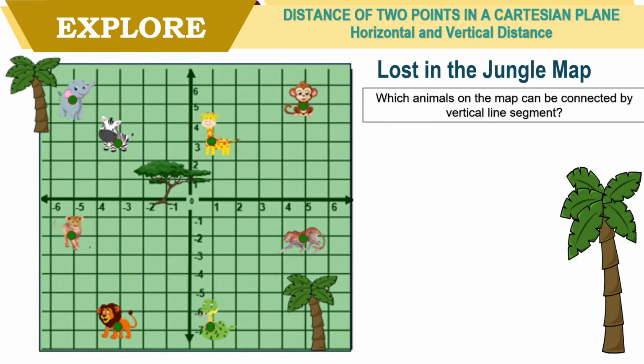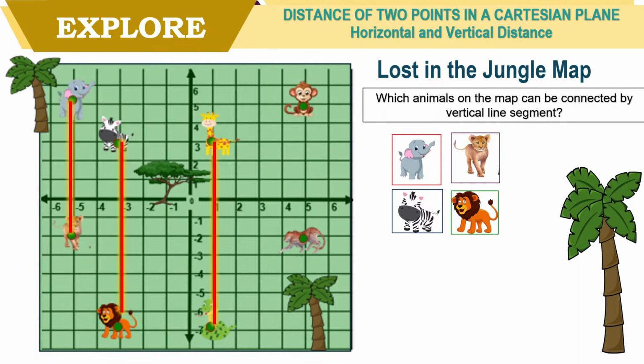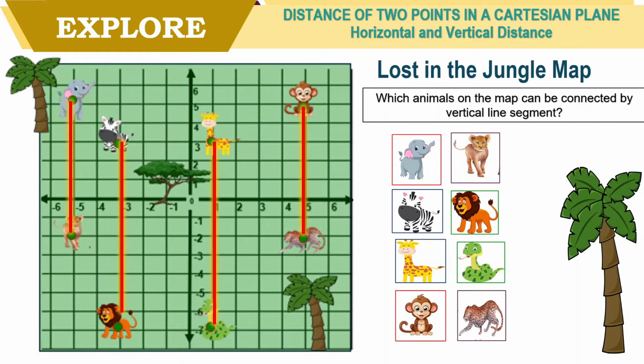How about the ones that can be connected through a vertical line segment? The elephant and the female lion. The zebra and the male lion. The giraffe and the snake. And lastly, the monkey and the cheetah.